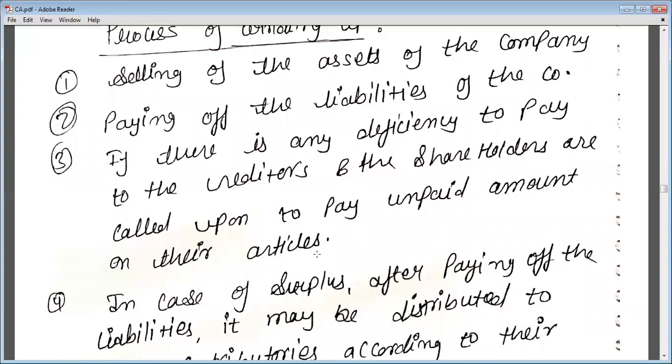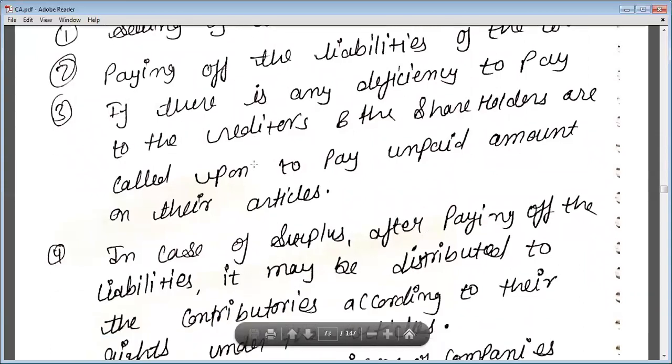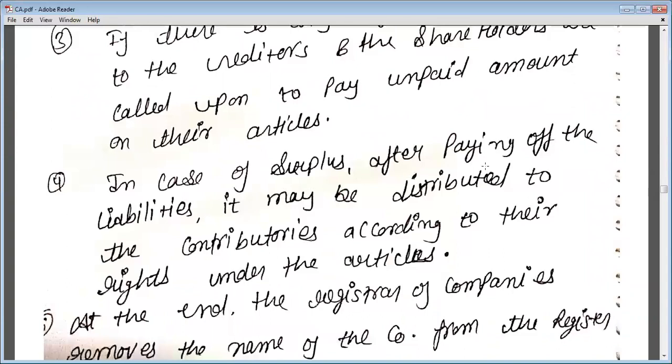You will call for 2 rupees from that shareholder. Okay. So जो भी shareholders का unpaid amount है उसके लिए आप call करेंगे. Then in case of surplus, after paying off all of the liabilities, it may be distributed to the contributories according to their rights and under the article.